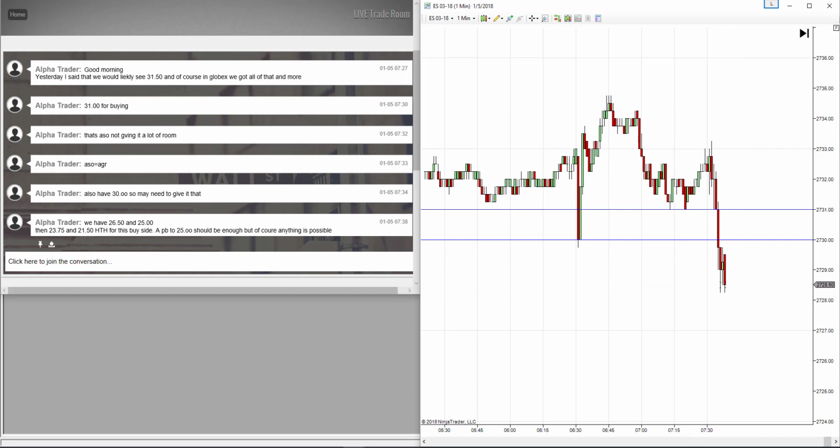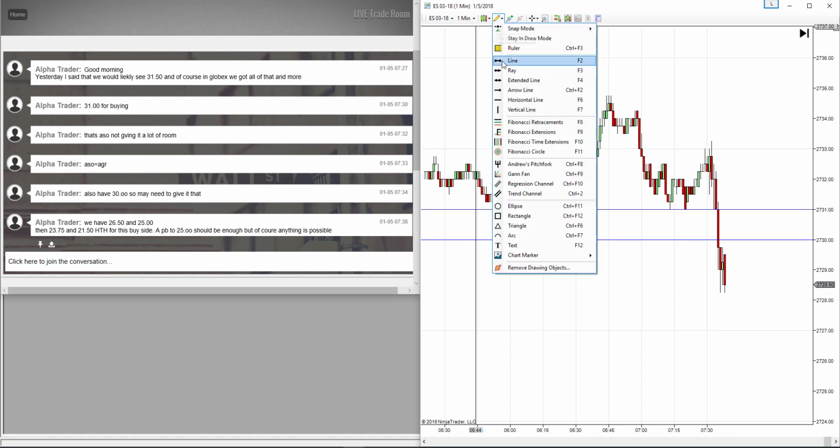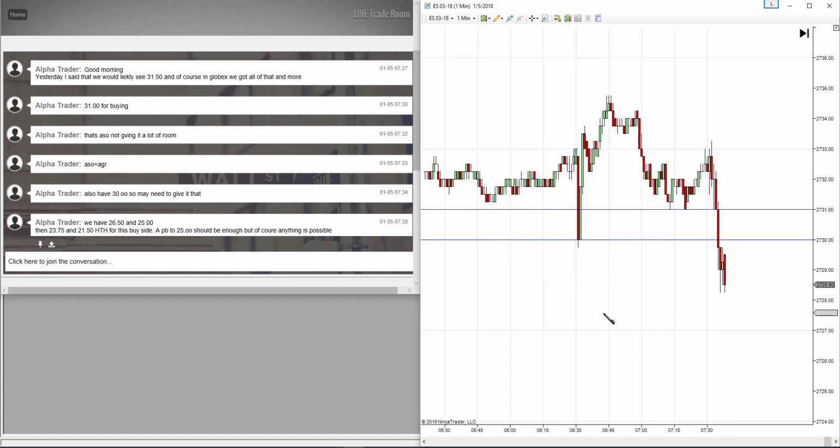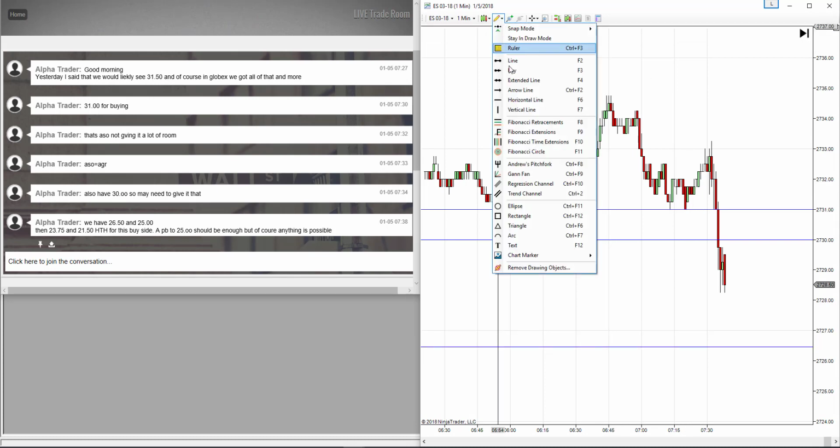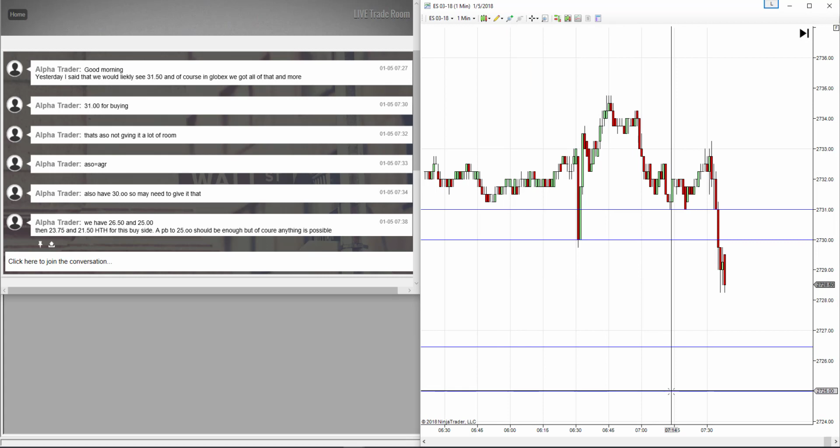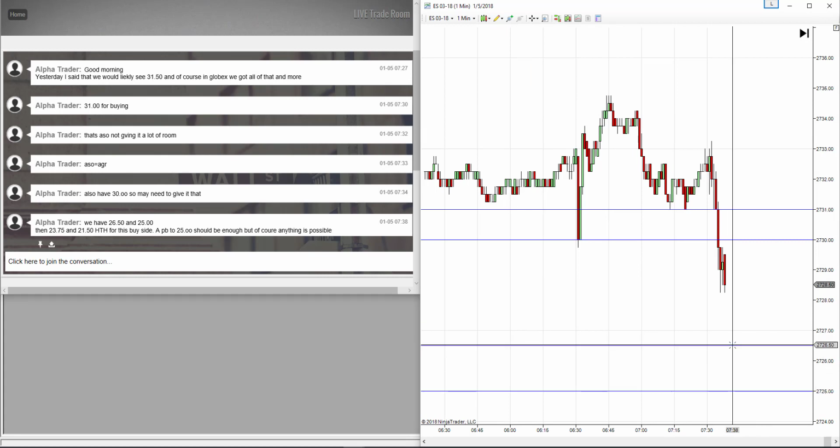So what I would do as a trader, I would go to my line drawing tool, grab a line, and I need one at 26.5 and then 25. So I put one here at 26.5, and then I put one here at 25. Okay, so I have these levels. What does it mean? What am I doing here? I'm buying. If you said buying, congratulations, you got it. This is what we're doing.